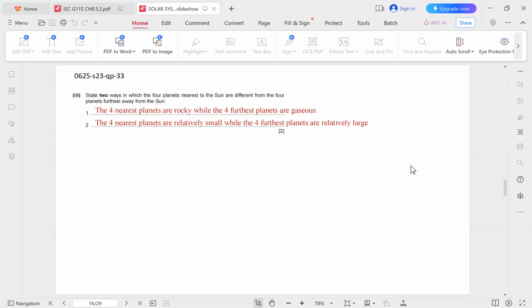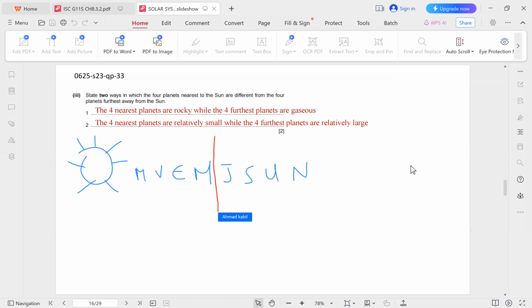State 2 ways in which the 4 planets nearest to the sun are different from the 4 planets furthest away from the sun. So like we said, this is the sun here. We have Mercury, Venus, Earth, Mars, Jupiter, Saturn, Uranus, Neptune. So they're kind of divided.